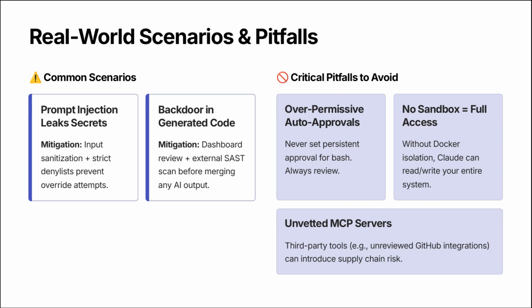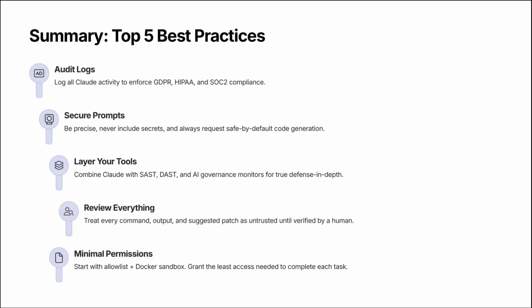Lastly, unvetted MCP servers can also pose a risk. Third-party tools like unreviewed GitHub integrations can introduce supply chain risks, so it's vital to vet all third-party tools and servers thoroughly. By understanding these scenarios and pitfalls, you can better prepare and protect your systems, ensuring a more secure environment for your operations. In this slide, we're summarizing the top 5 best practices for secure and compliant AI development.